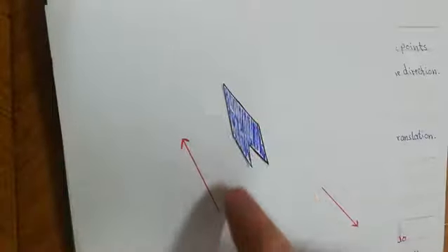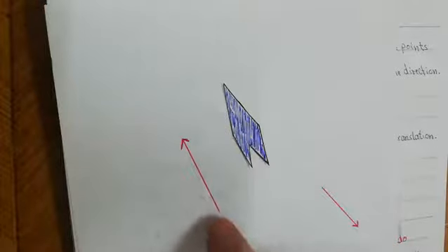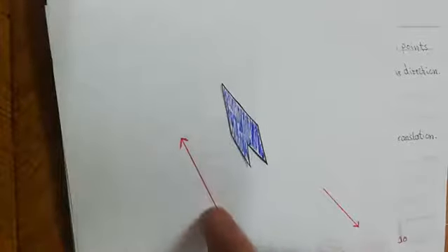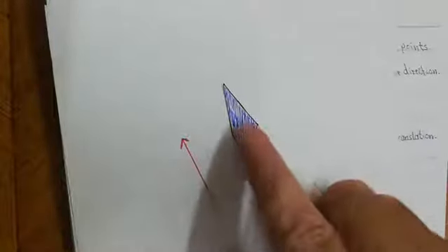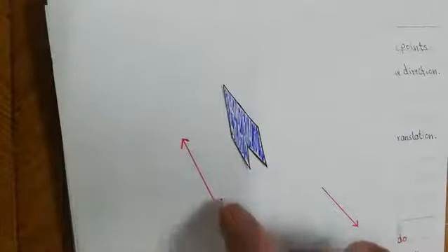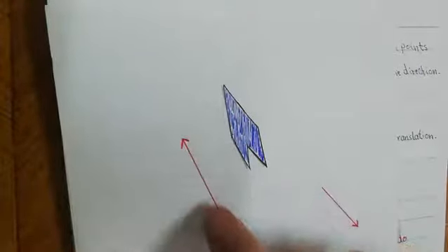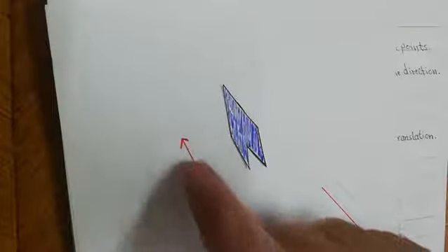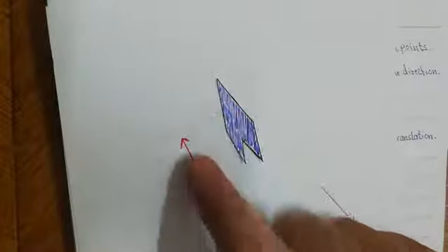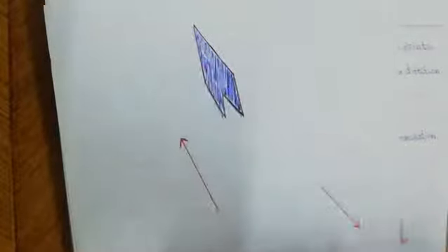But if he asked you to translate along this vector, you will find the length of this vector, then you will move the shape in the same direction as the vector, and you will move the same distance as the length of the vector. Look at the length of this vector, you will move the same distance in the same direction, like this one. It will be somewhere here.